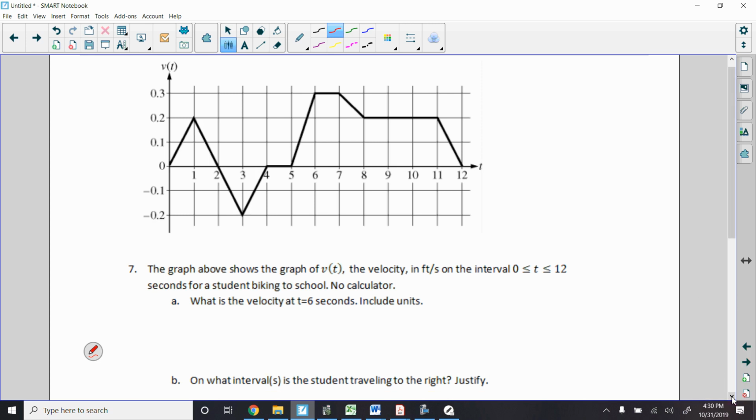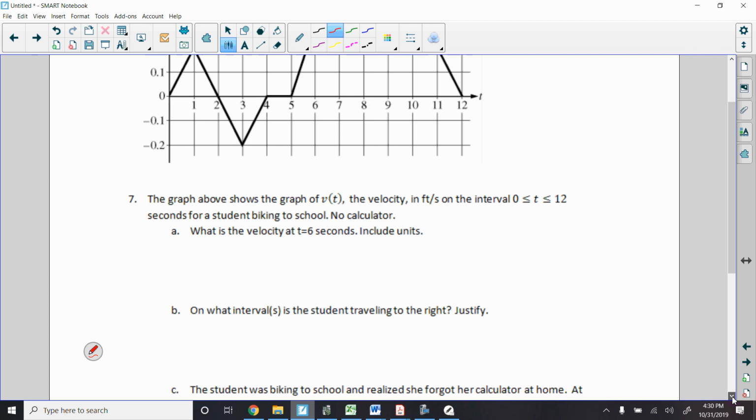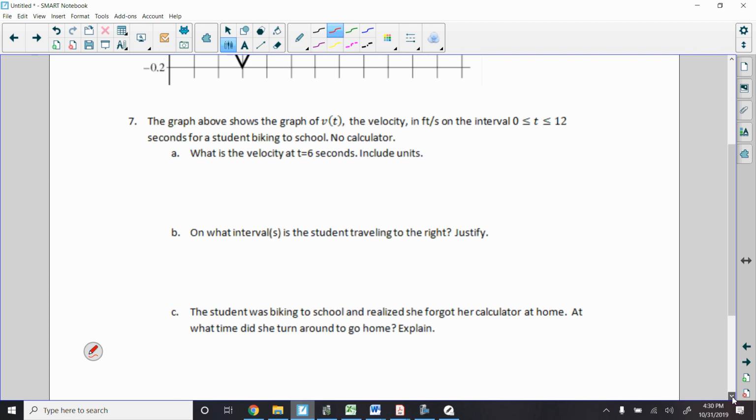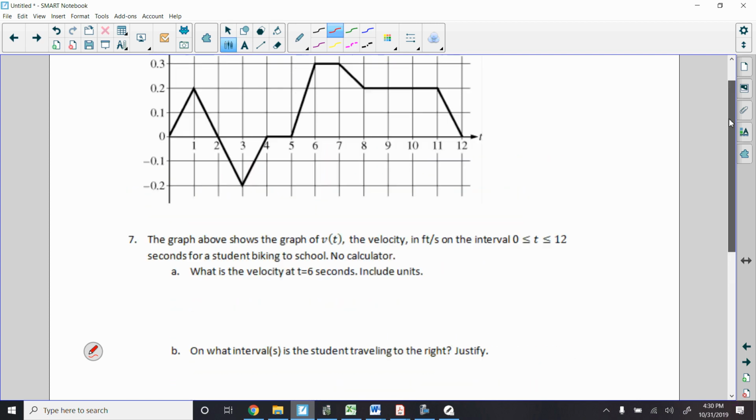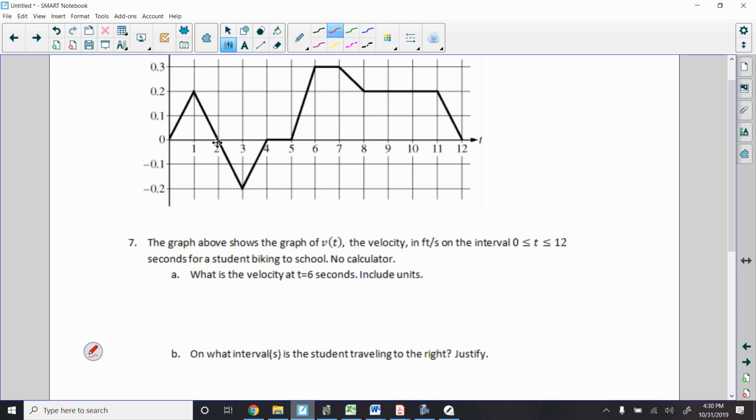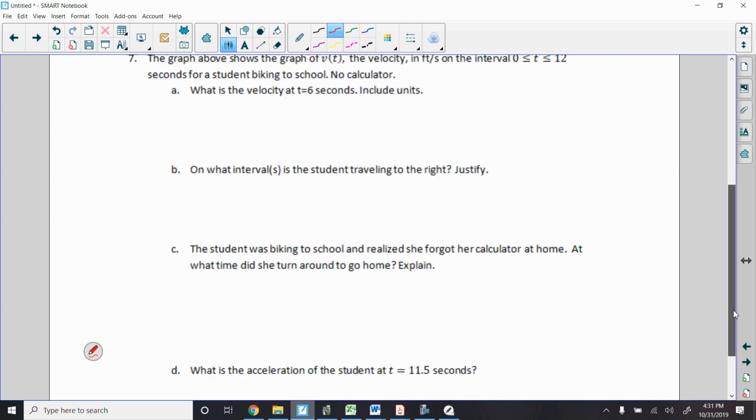Now, when they ask questions, like in C, about what time this person turned around to go home, turning around to go home is changing directions. We change directions when velocity changes sign. Right here at t equals 2 is where the velocity changed from positive to negative. That's where the person turned around to go home. So C would be t equals 2.